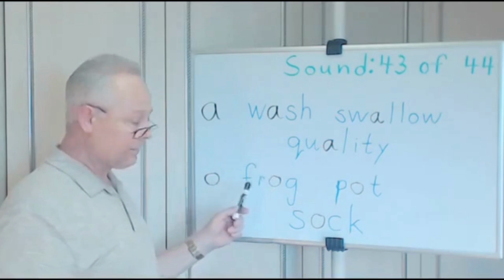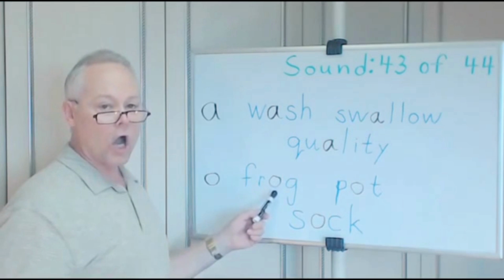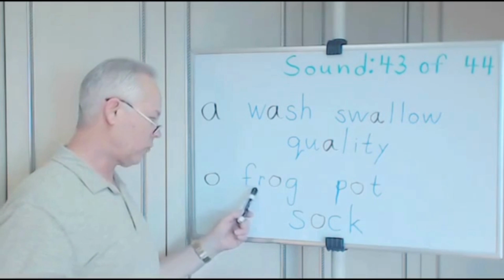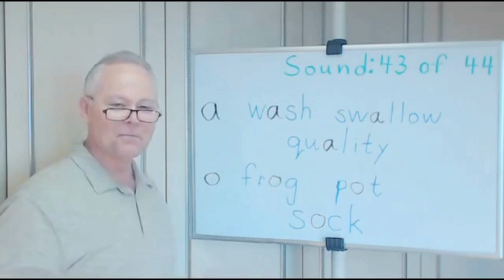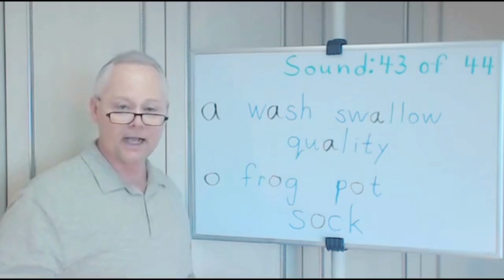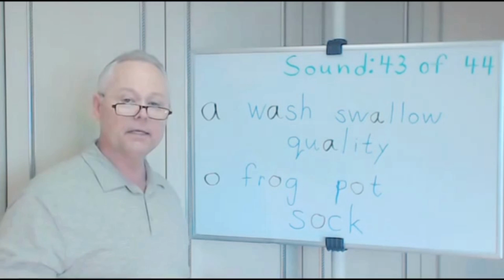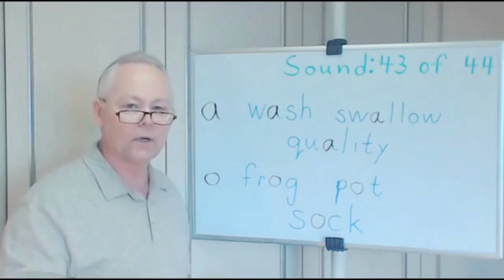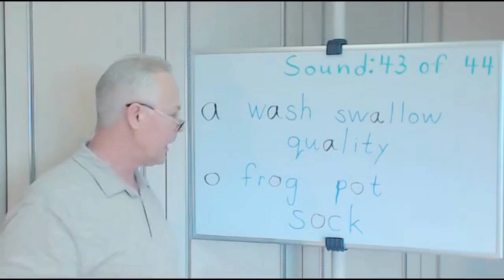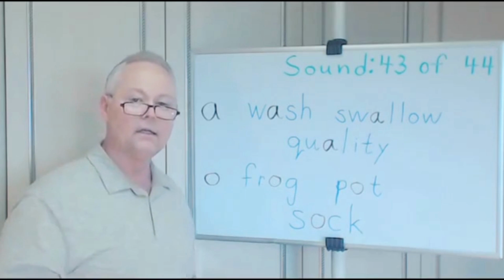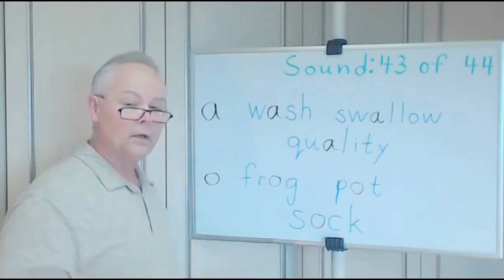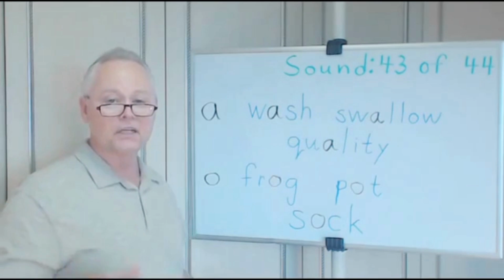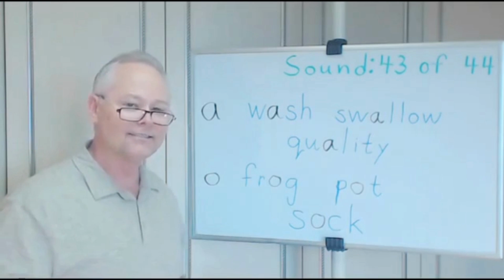Here we have O in the word frog. Og, og, frog. What is a frog? Well, a frog is a reptile, and it's an amphibious creature. It can live under the water, or it can live on land. We have a frog. Now, ribbit, a green frog hopping along. You probably have seen Kermit the Frog.